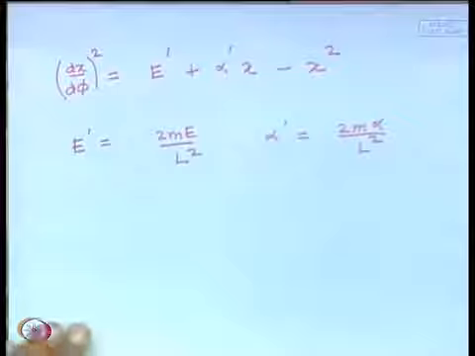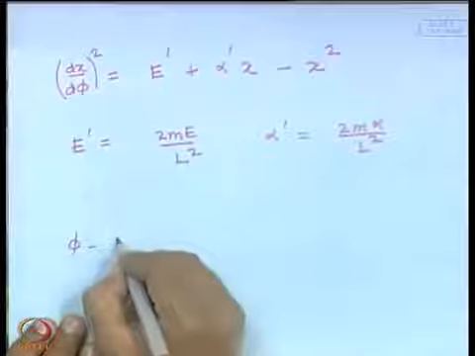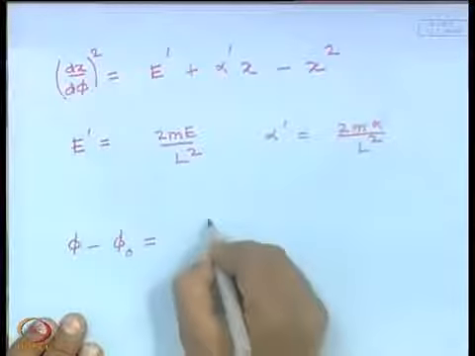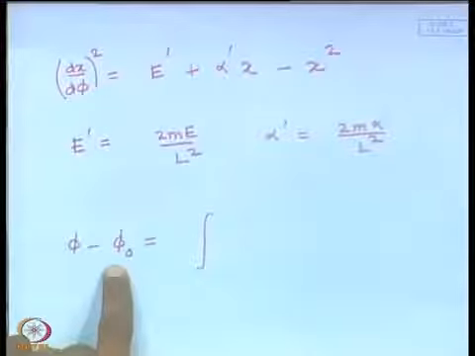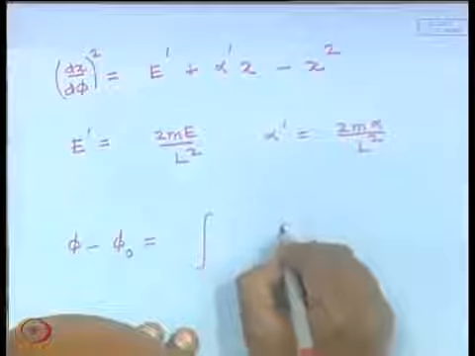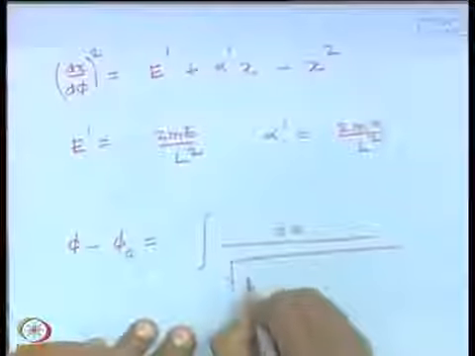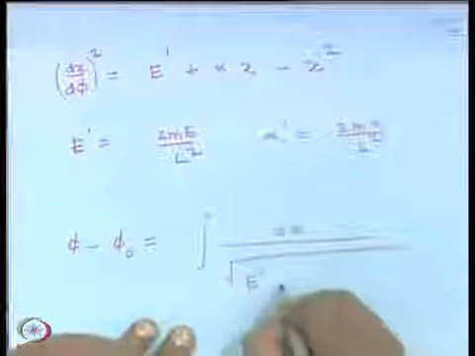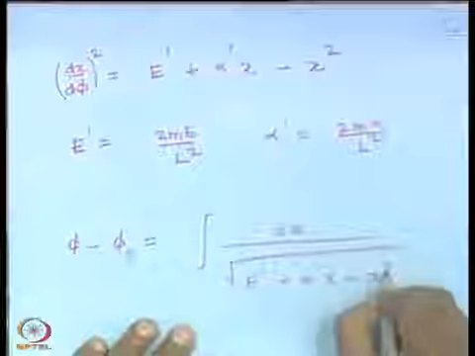And this can be integrated straight away, it is not difficult at all. If you integrate this, what you get is phi minus phi 0, where phi 0 is an arbitrary constant of integration, equal to the integral of dx divided by the square root of E prime plus alpha prime x minus x squared, right. So, we have obtained a formal solution.